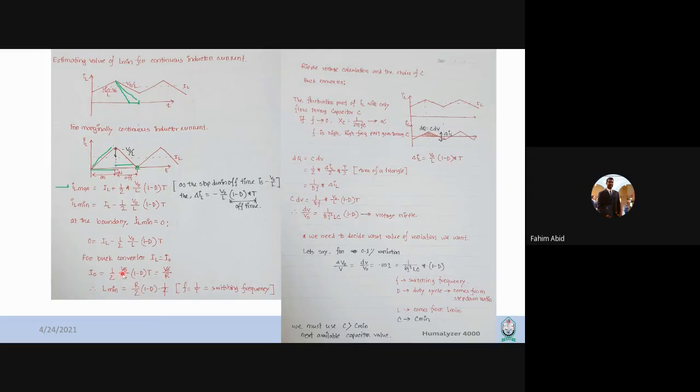You cancel this V out on each side, do some simple manipulation, and end up with the inductor value, which is equal to R over 2, times 1 minus D, times 1 over F. This is the minimum inductance that is required to have a continuous current operation. So your inductor value should be higher than this minimum inductance value that you just derived. The next key thing here is what should be the value of the capacitor, or what should be the value of the ripple voltage for certain capacitor values.